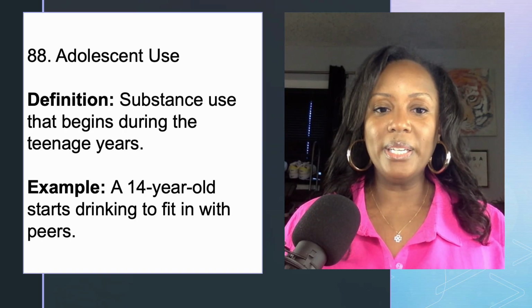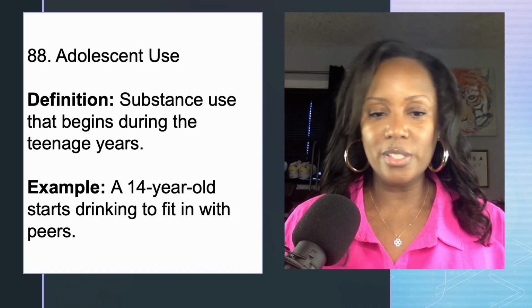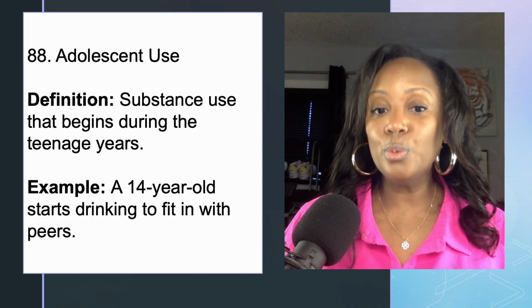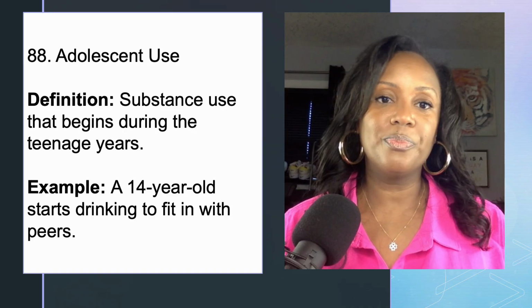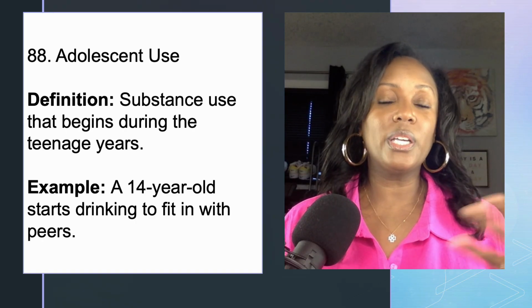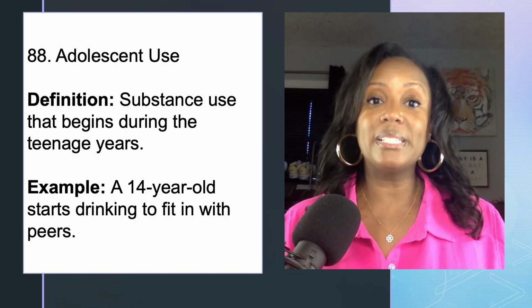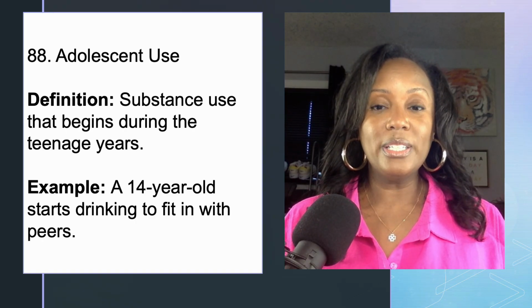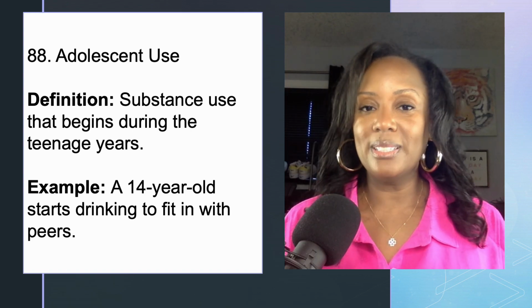Term 88 is adolescent use. This is substance use that begins during or around the teenage years. An example would be a 14-year-old who starts drinking to fit in with peers. Teen use often begins with curiosity or peer pressure, but it can snowball very fast. Early intervention is key when dealing with adolescent use.